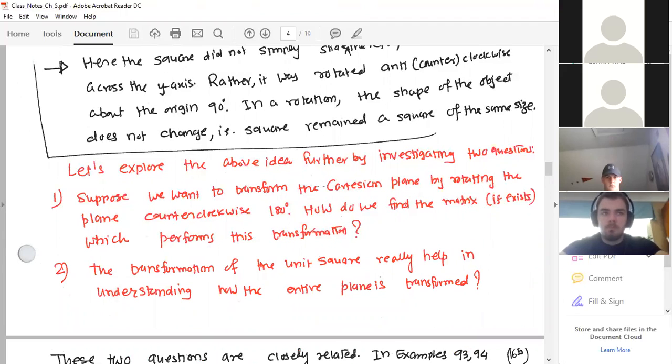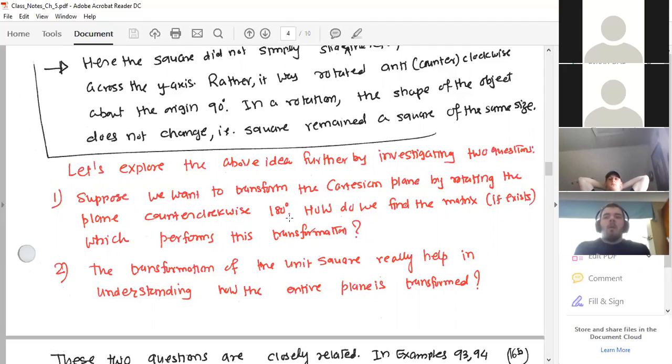Suppose we want to transform the Cartesian plane by rotating the plane counterclockwise 180 degrees, not 90 degrees, but 180 degrees. How do we find the matrix which performs this transformation? Now see, previously, up to here, we were given one matrix, and after calculating A multiplied by B, we came to know that my square was transformed by 90 degrees, right? My whole square, starting with the x-axis, was transformed starting with the y-axis.